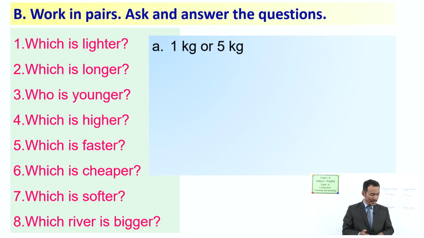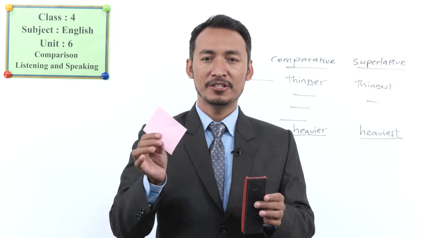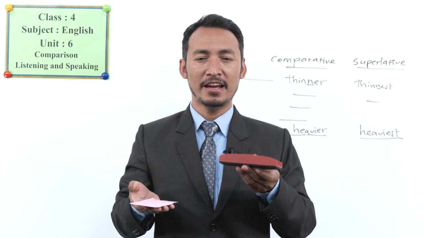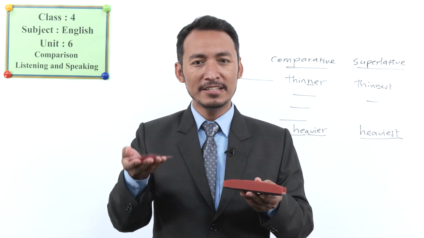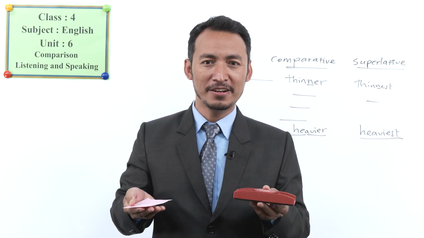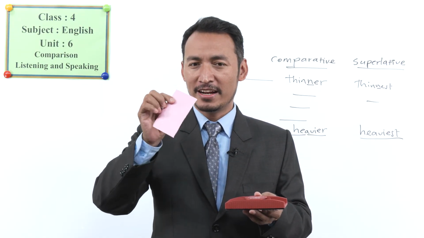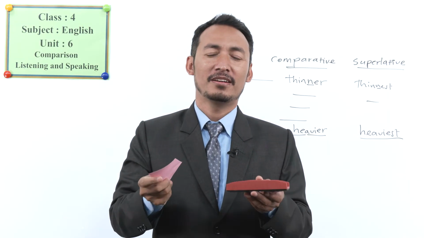Light means, do you know light? So I'll show you. Look at here. This is a sheet of paper, and this is light, and this is heavy. So this is lighter, and this is heavier. Okay, students? So light means that has got very less weight.